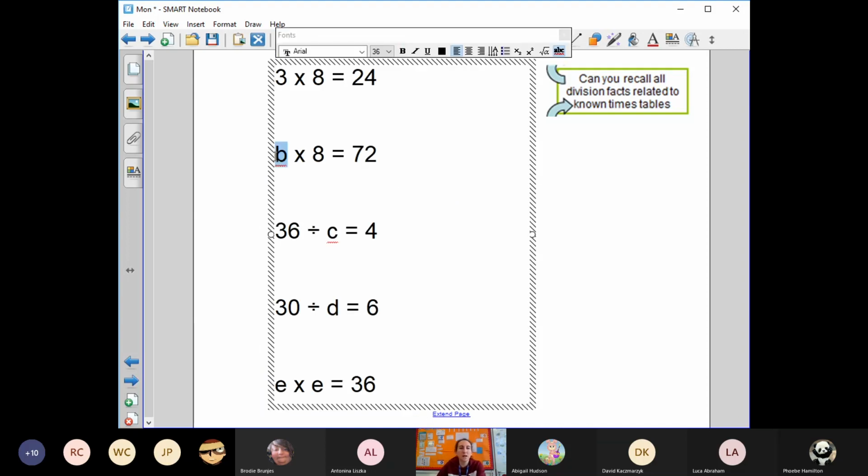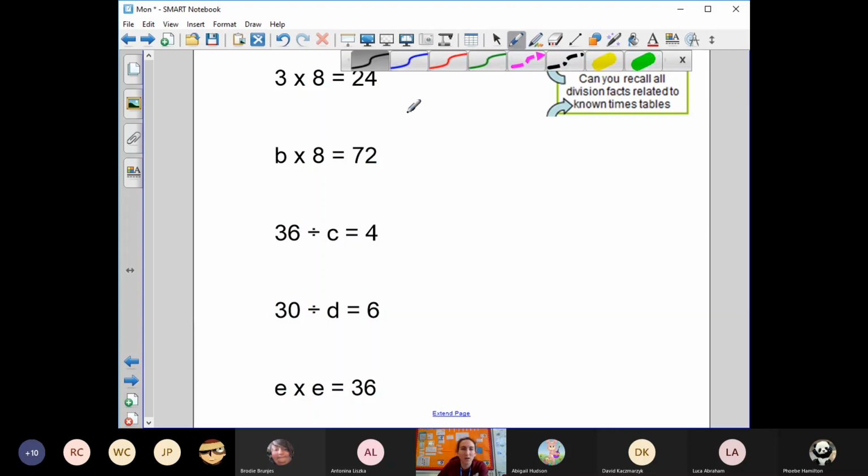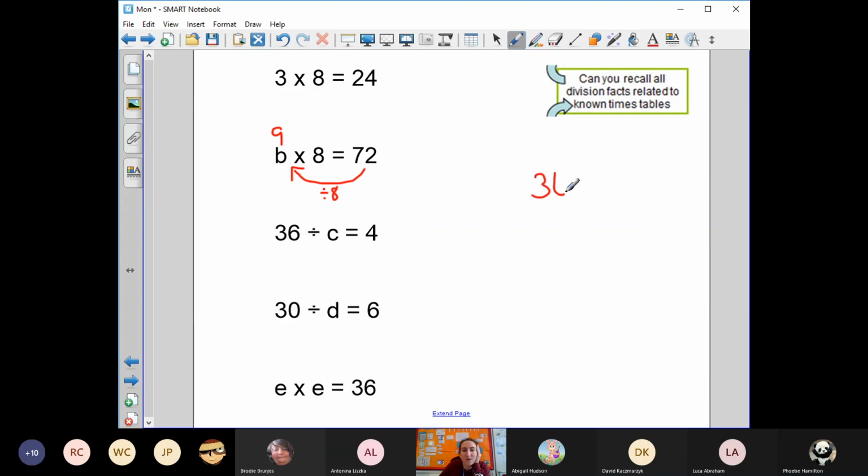Cool, so we know that 9 times 8 is 72, and if you think about your algebra from last week, I can work backwards. So I can think instead of doing something times 8 is 72, I can do 72, and if I'm working backwards, I use the inverse, so it would be divided by 8, so B would be 9. 36 divided by C equals 4. If I remember my number facts, the 36 goes at the top, divided by C is going to equal 4. So another way of doing that could be to do 36 divided by 4, which would be 9 as well.